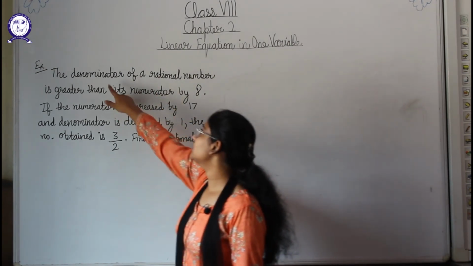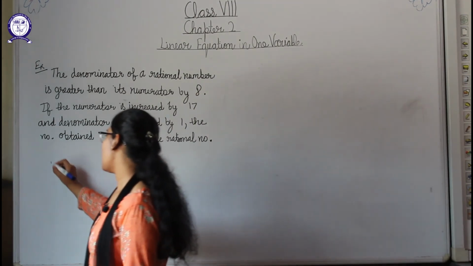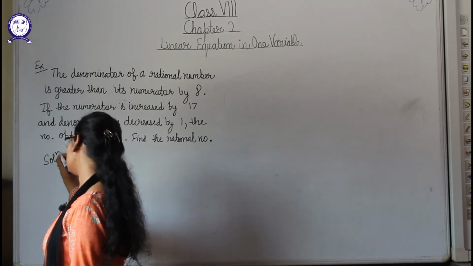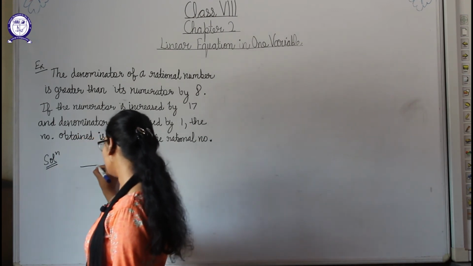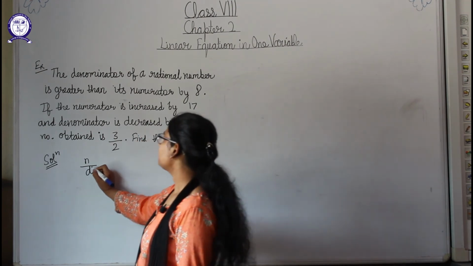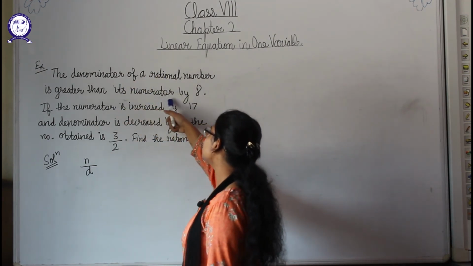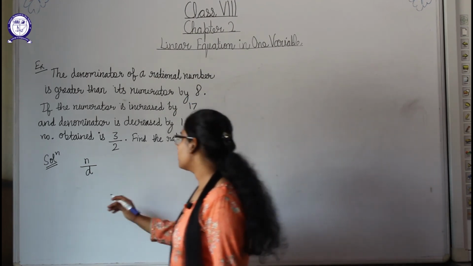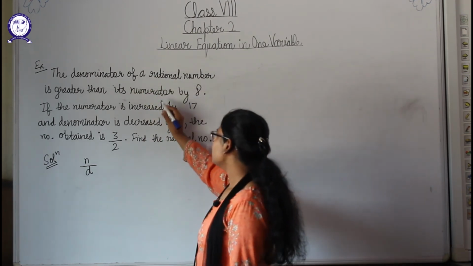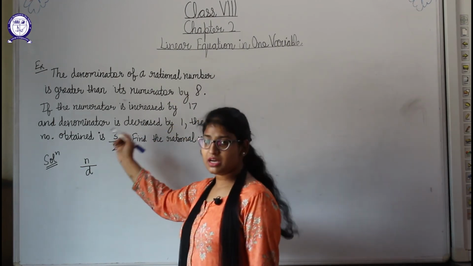It is given that the denominator of a rational number, you know how we write a rational number? A rational number is always in the form of p by q, meaning there is a numerator and a denominator. In this, it is given that the denominator is greater than its numerator by 8. Whatever the numerator is, if we add 8 to it, it will be the denominator.